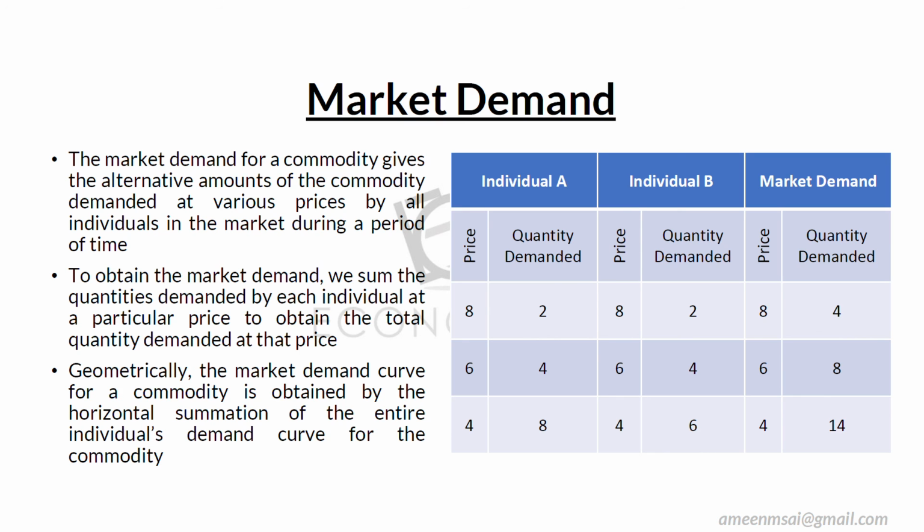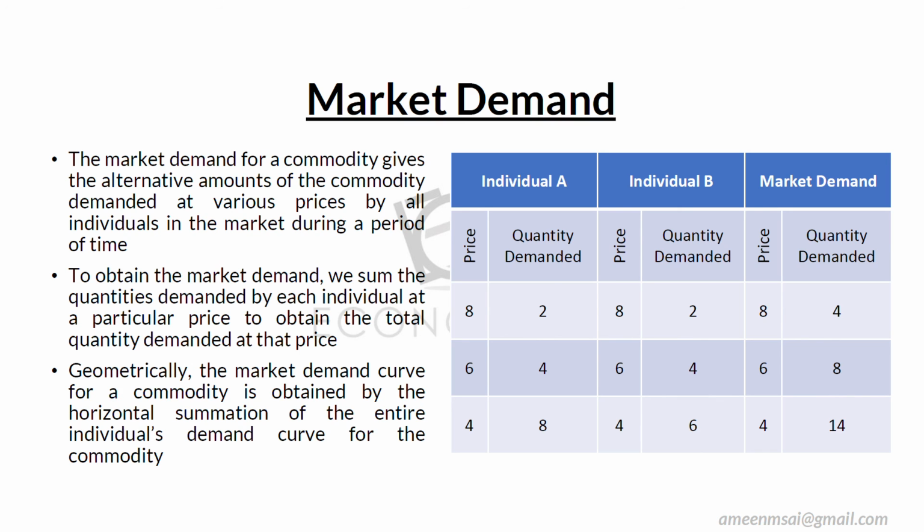Let's look: we have individual A and individual B. When the price of the commodity is 8, the quantity demanded is 2 for individual A and 2 for individual B. So the market demand is 4. When the price is 6, the quantity demanded is 4 for A and 4 for B, so the market demand is 8. The individual demands are 8 and 6 for A and B, and the market demand is 14. So that's how we calculate the market demand, that is the demand for the whole market.